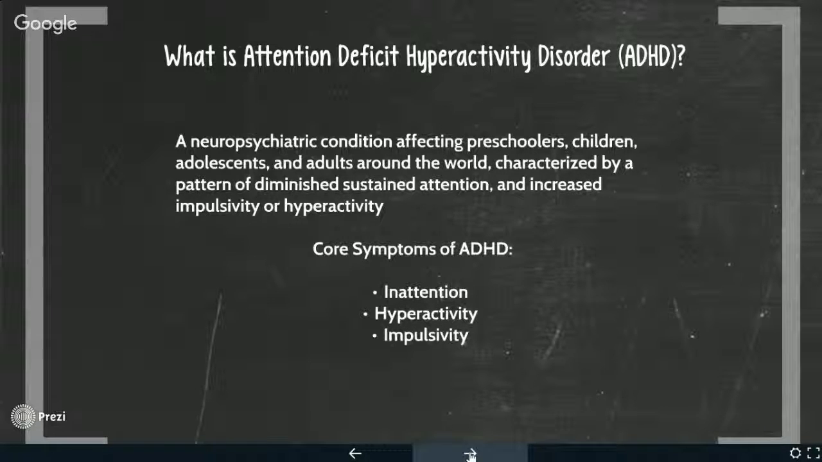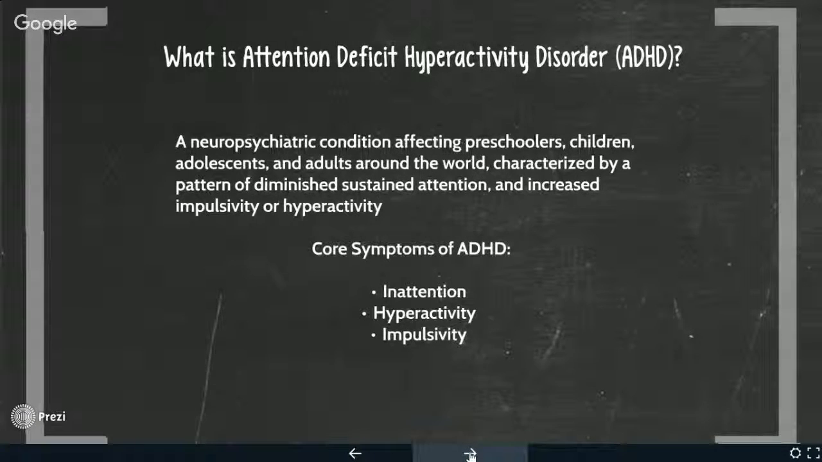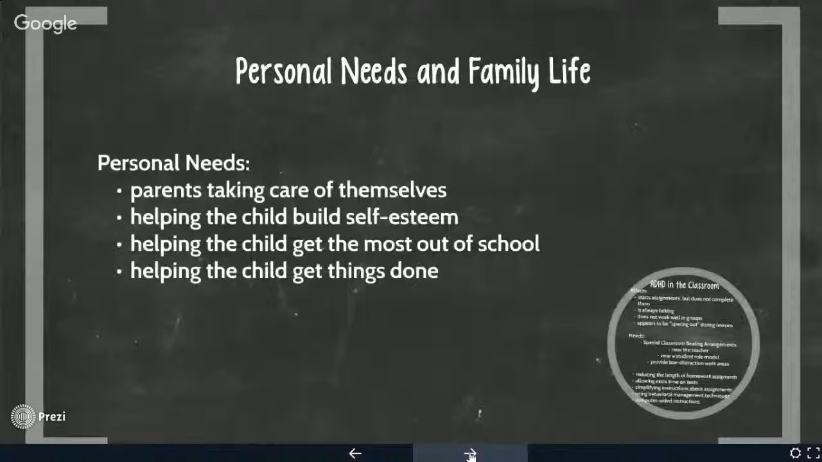Personal needs and family life of a child with ADHD. Some personal needs are parents taking care of themselves. Caring for their own physical and mental health is an important part of helping a child with ADHD. It would help the parent have the energy they need to take care of that child.